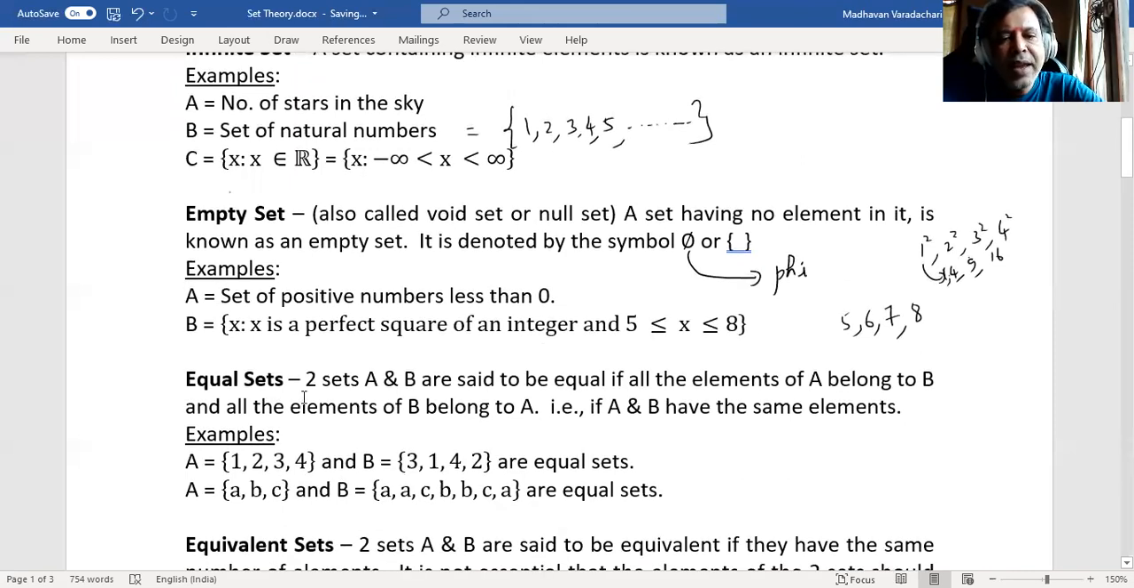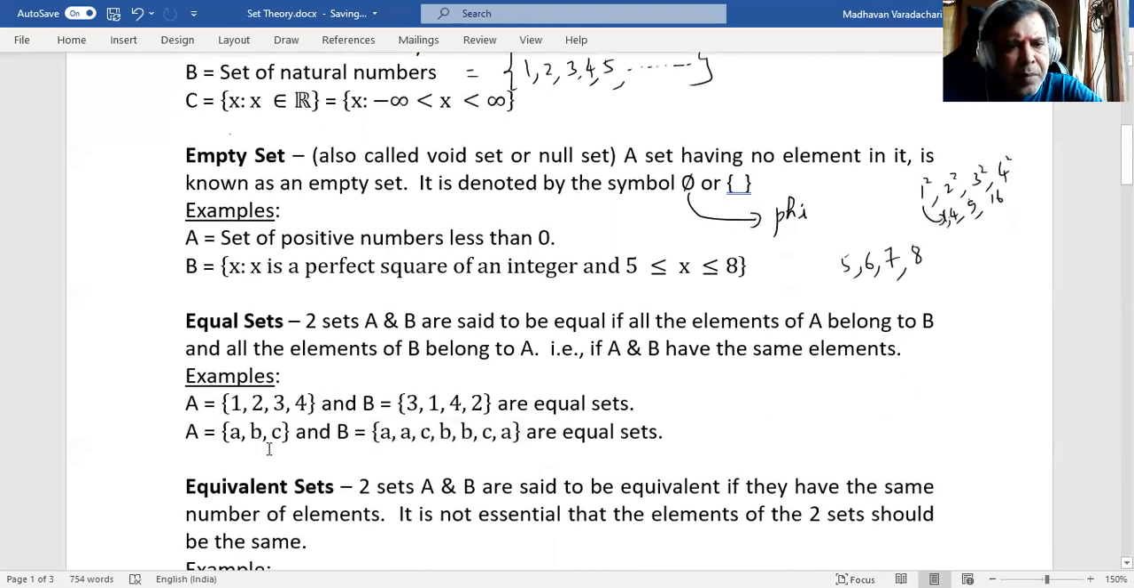Equal sets. Two sets A and B are said to be equal if all the elements of A belong to B and all the elements of B belong to A. Here you might see the example. 1, 2, 3, 4 is in A, and B is 3, 1, 4, 2. So all the elements which are in A are elements of B also, and all the elements which are in B are elements of A also. Same way here, A, B, C is in A, and you may notice this A, B, C is also there in B, and what is there in B? A, C, B, that is also in B. So you can say A and B are equal sets. Here also A and B are equal sets.